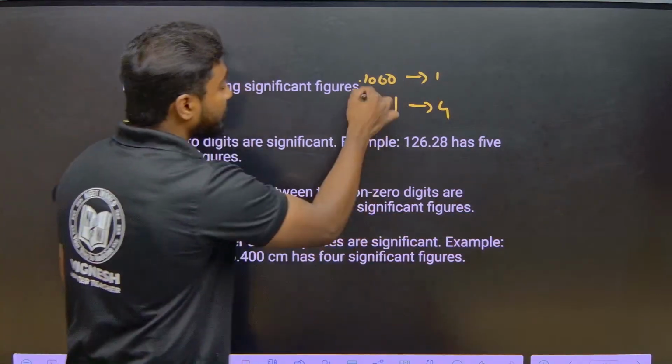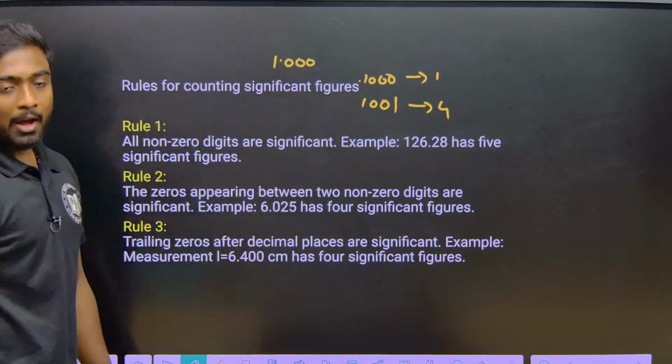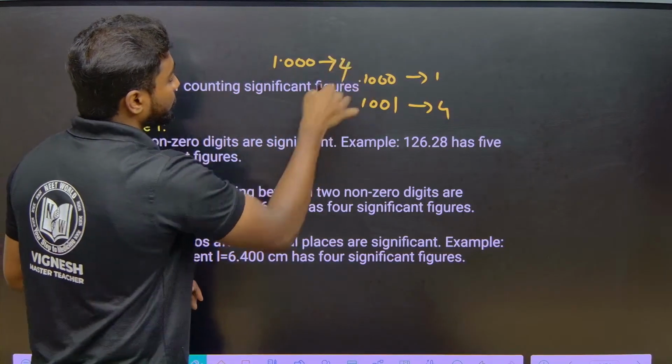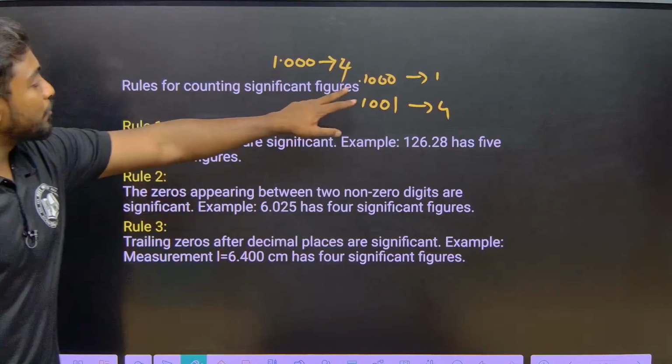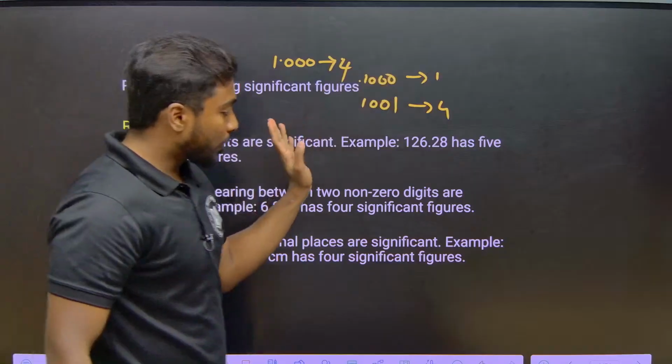If I consider 1.000 instead of 1000, how many significant figures are there now? 4 significant. So the difference between them is, if I add a decimal point, the significant figures change. Okay, so up to rule number 3, clear?